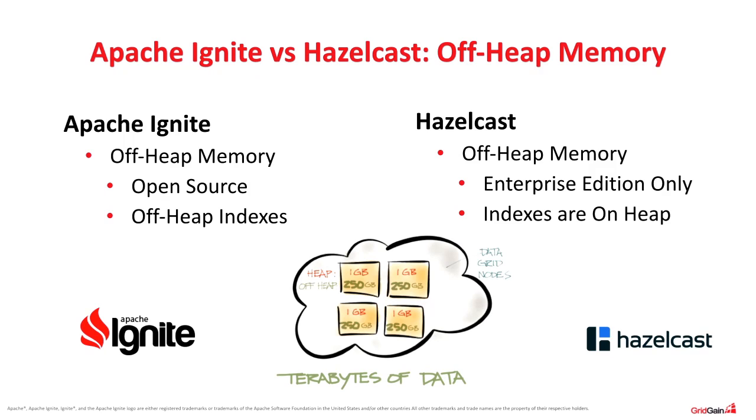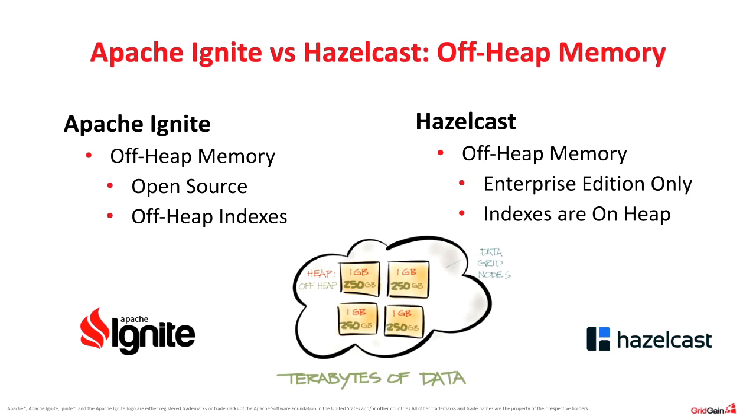The difference between Apache Ignite and Hazelcast that is worth mentioning is that off-heap memory is an enterprise feature within Hazelcast. So it's available in the Enterprise Edition, not in the open source edition. And in Apache Ignite, it's part of the Apache Ignite project, and it's free for all, part of the open source edition. Another point I want to mention about off-heap is indexing.